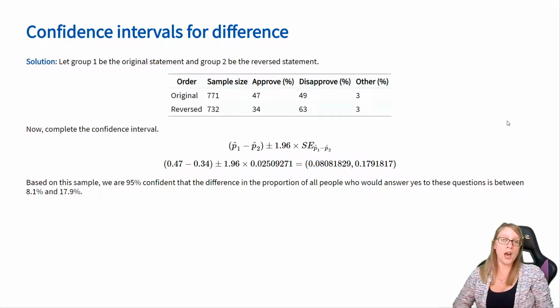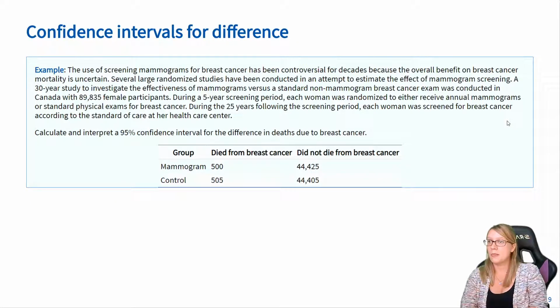So it turns out that there is a fairly large difference in the proportion of people who would approve of the statement or answer yes, depending on the way in which you word it. So wording definitely makes a difference when it comes to policy approval questions. Let's take a look at another example.